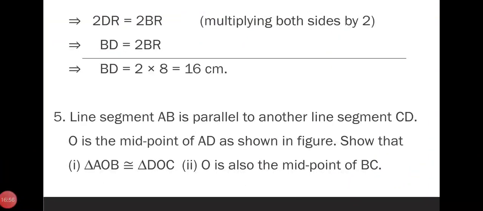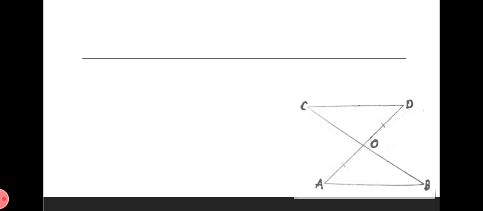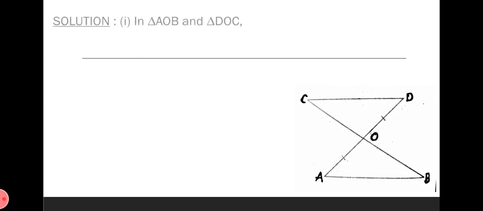Next question. Line segment AB is parallel to another line segment CD. O is the midpoint of AD as shown in figure. Show that number 1, triangle AOB is congruent to triangle DOC, and number 2, O is also the midpoint of BC. Let's first see the figure for solution.